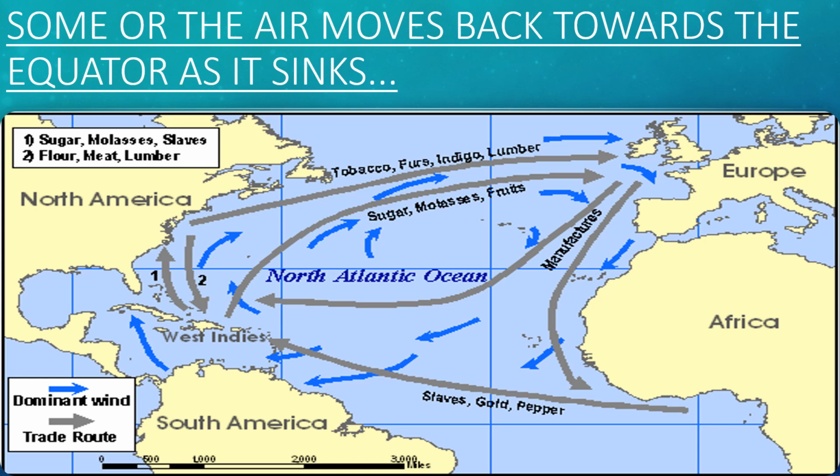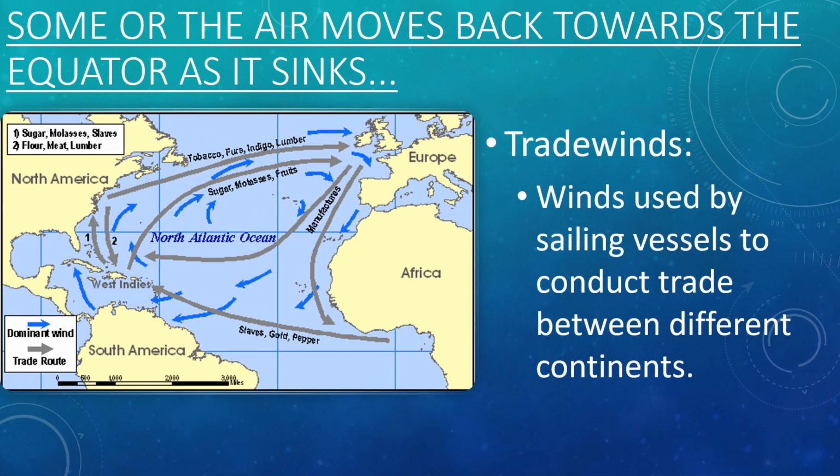And so you can see the dominant winds and the trade routes. So you can see how all these trade routes between America, Europe, Africa, South America follow these dominant winds, helping sailors to make the most efficient crossings between the New World and the Old World. So trade winds are winds used by sailing vessels to conduct trade between different continents.